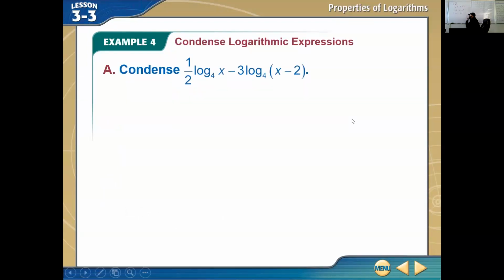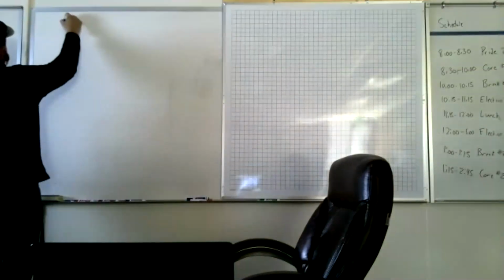Okay, so now you know how to expand them. The next part, not the last part, because we still got the change of base formula to go through, is to condense them, which is basically to reverse everything that we just had. So we're condensing 1/2 log base 4 of x minus 3 log base 4 of x minus 2. Okay, and the goal is to get it into one logarithm. So we're condensing it all back down.